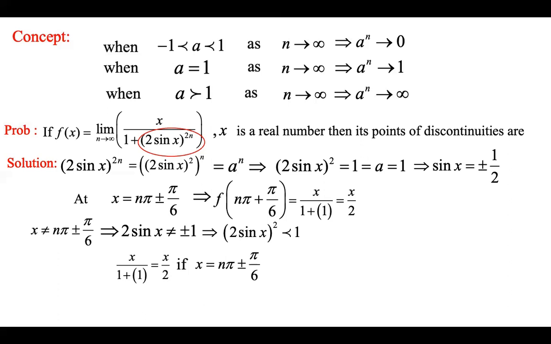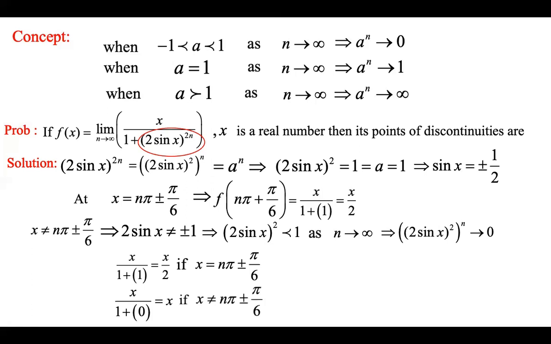It must be definitely strictly less than 1. Therefore, as its power tends to infinity, that quantity tends to 0. That is, (2 sin x)² whole to the power n tends to 0. When we substitute that in the given function, f(x) is nothing but x by 1 plus 0. This is becoming x when x is not equal to nπ ± π/6. This is exactly our f of x. So the limit is removed now as n tends to infinity.